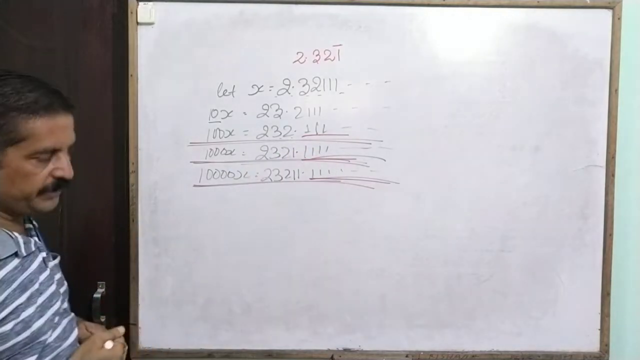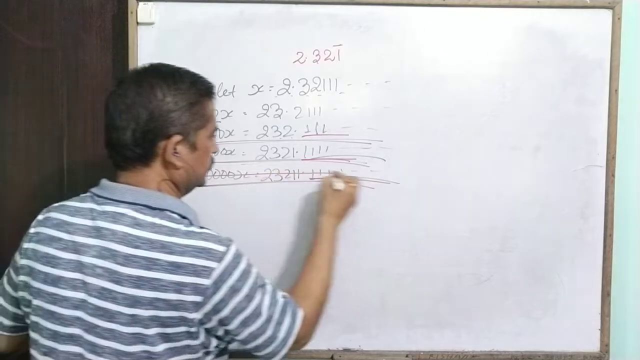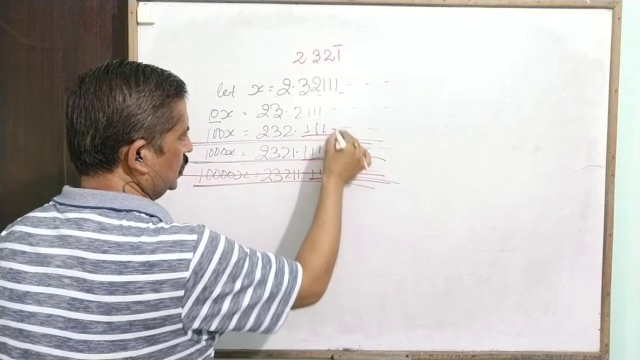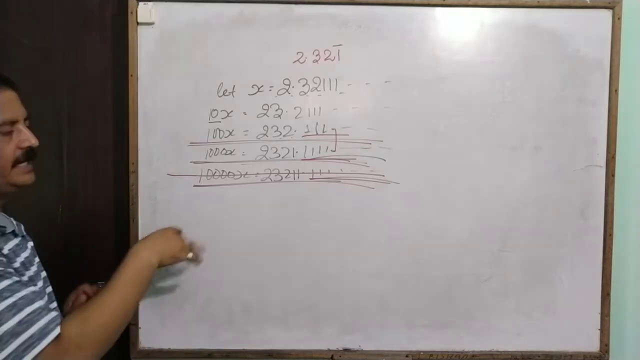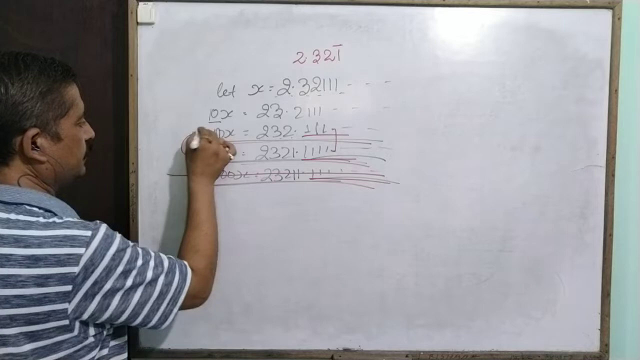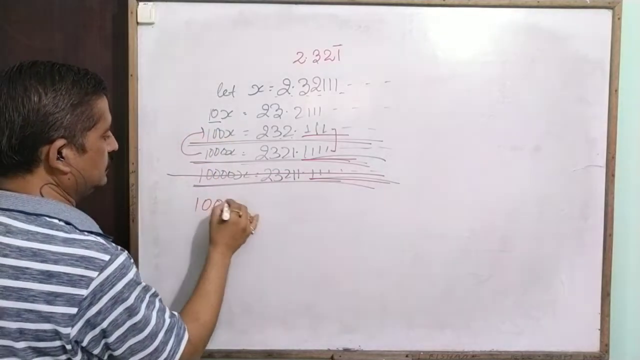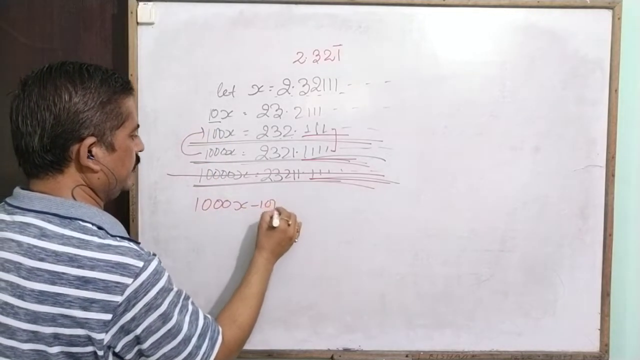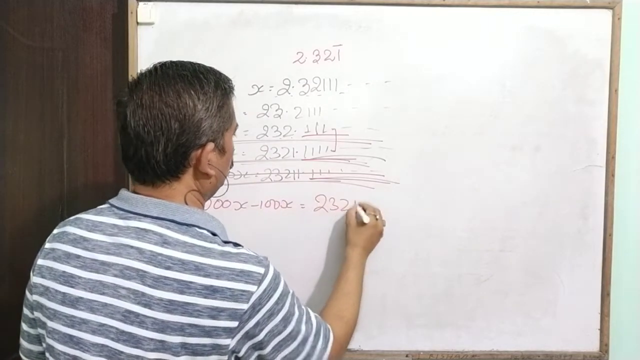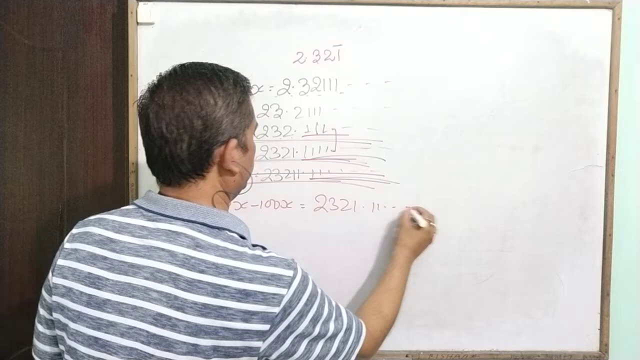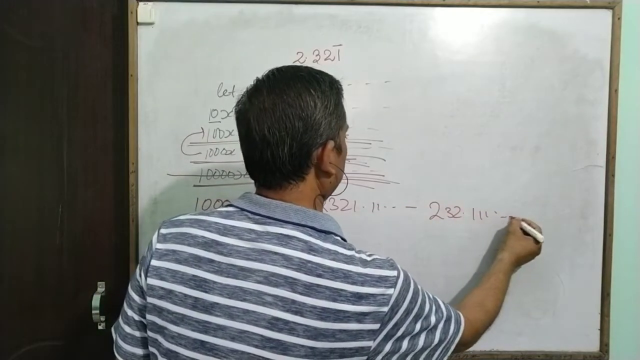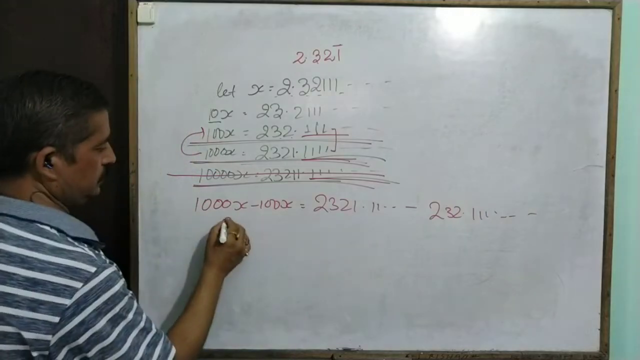So no need of that process because the decimal parts are already equal. So the next step is not needed. So you just subtract both. 1000x minus 100x equals 232.111 minus 232.111.